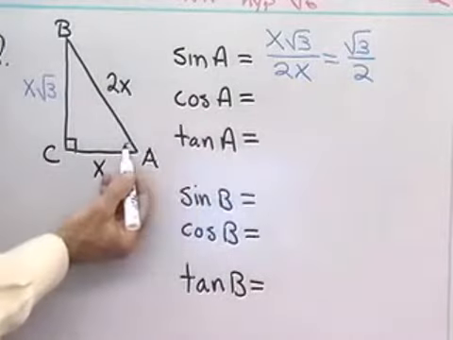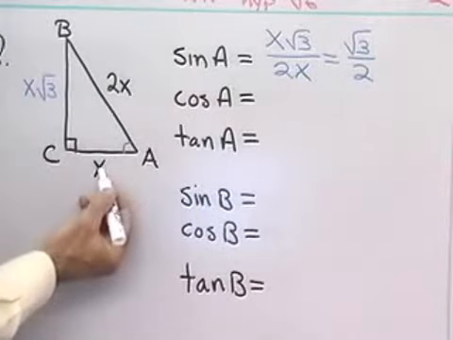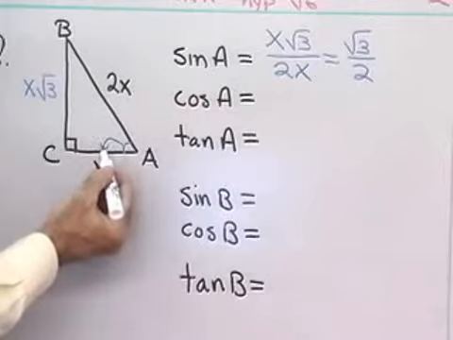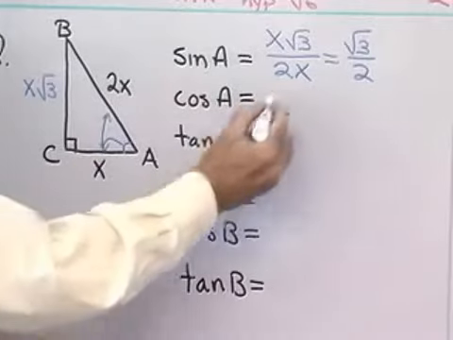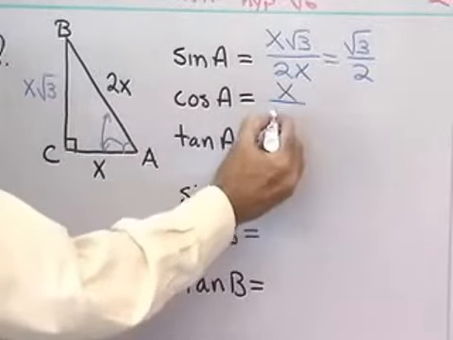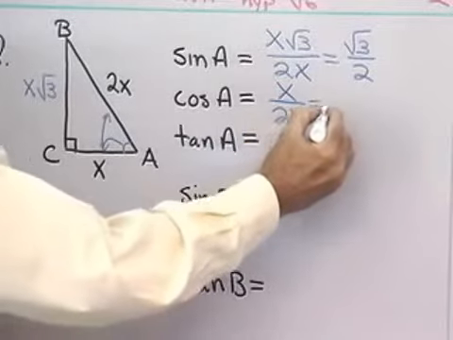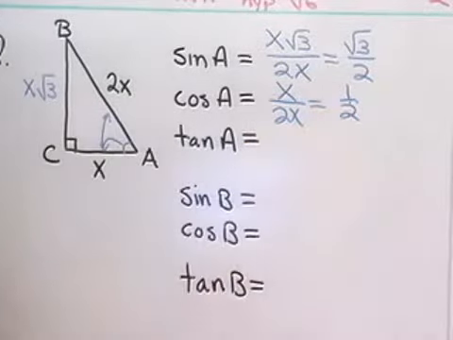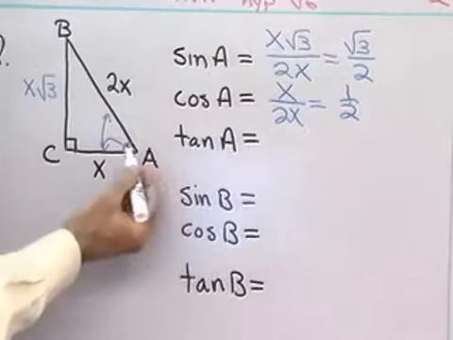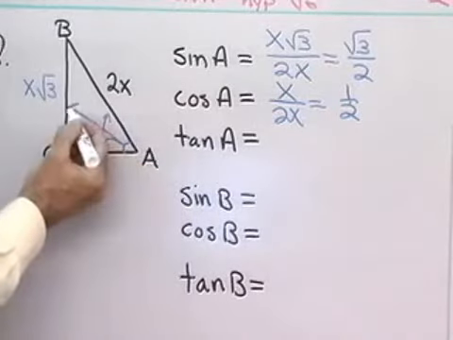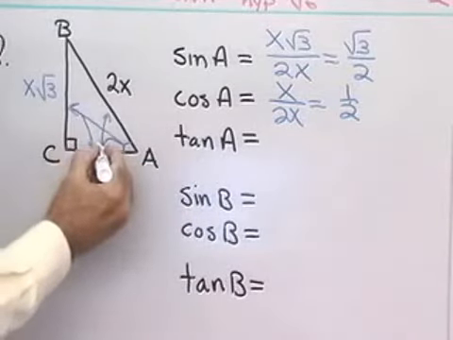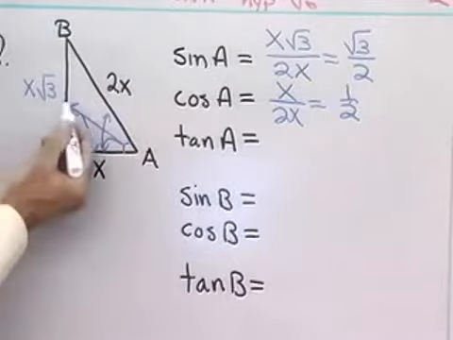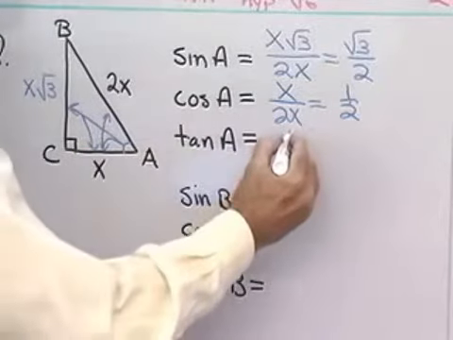Cosine of angle A, here's my angle A. Cosine will be the side adjacent to angle A divided by the hypotenuse. So I'll have x, that's the adjacent side, divided by 2x, the hypotenuse, and that comes out to be 1/2. For tangent of A, that's going to be the side opposite angle A divided by the side adjacent to angle A. So it will be x square root 3 divided by x.